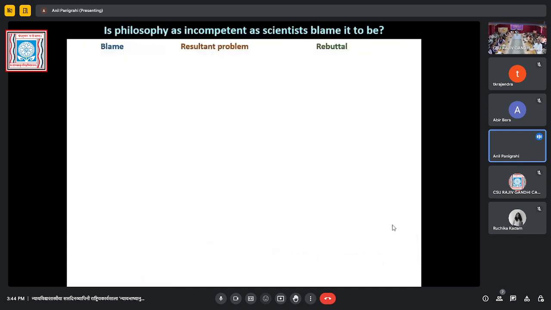Now, we will look into a set of blames put on philosophy, and we will discuss the resultant problem, and we will discuss a rebuttal, how we counter that blame. One blame is that philosophy has no standard method. It is just one person thinking in whichever way. So if A is thinking in some way, B cannot know whatever A is thinking, right? So there is no way to validate whatever A is thinking, whether it is right or wrong.